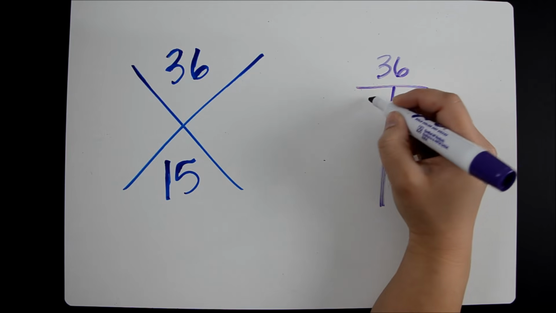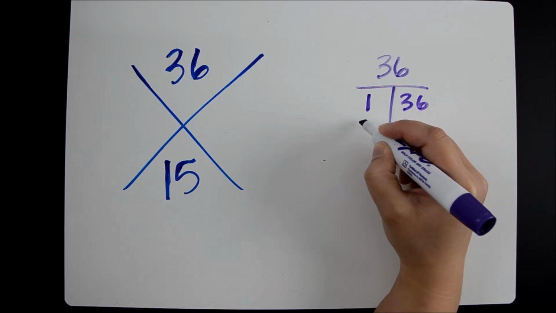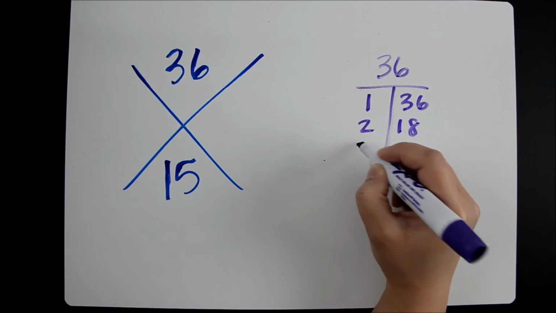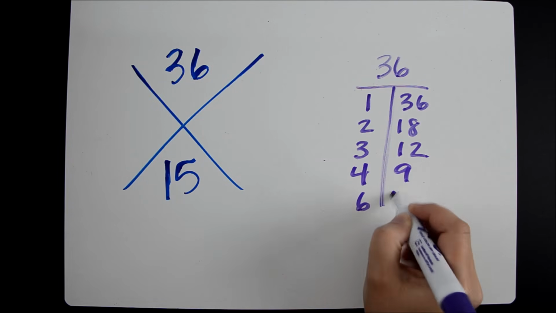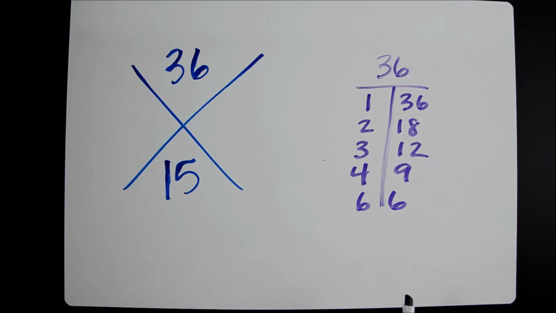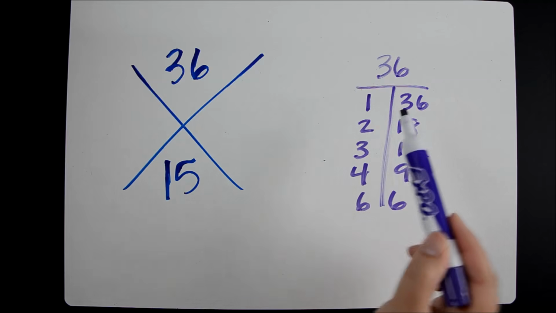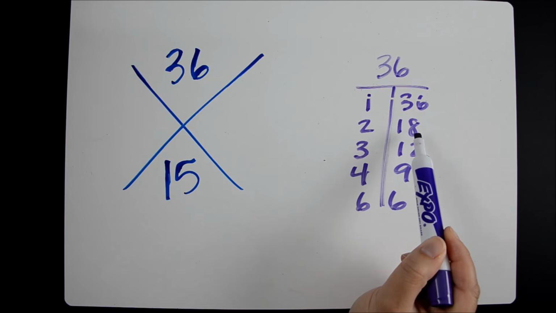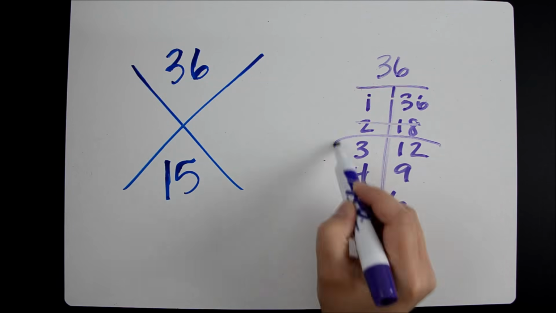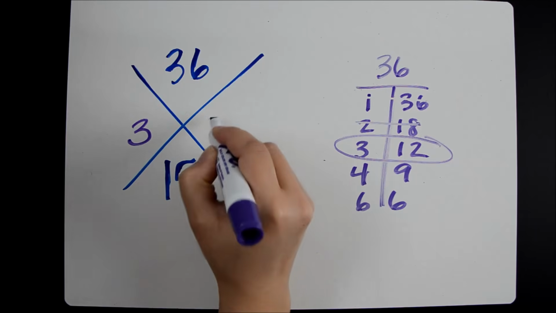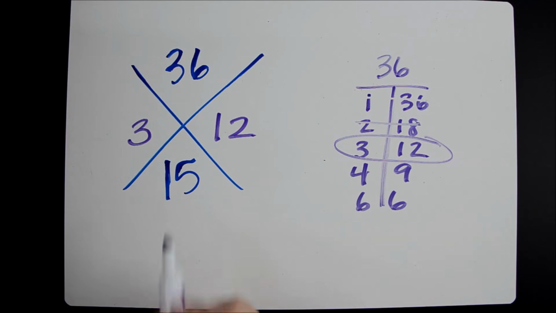We know the factors of 36 include 1 and 36, 2 and 18, 3 and 12, 4 and 9, and 6 and 6. So all of these numbers will multiply to give us 36. We're trying to figure out which pair will add to give us 15. Looking at this, we know that 1 and 36 doesn't work, 2 and 18 doesn't work, but 3 and 12 does in fact add to give us 15. So the factors are 3 and 12.